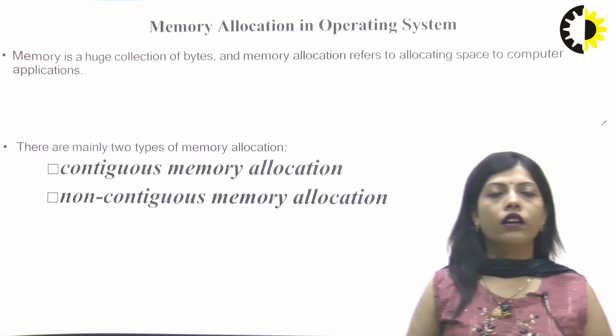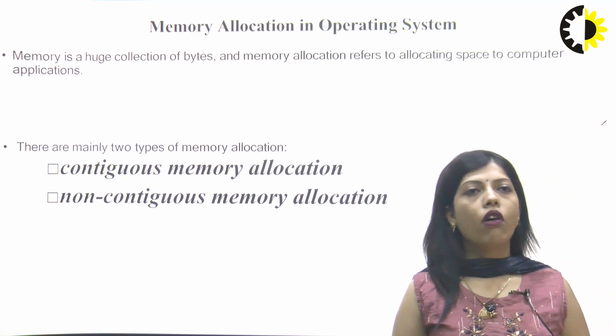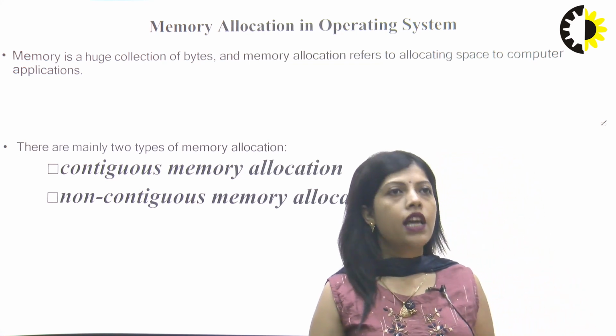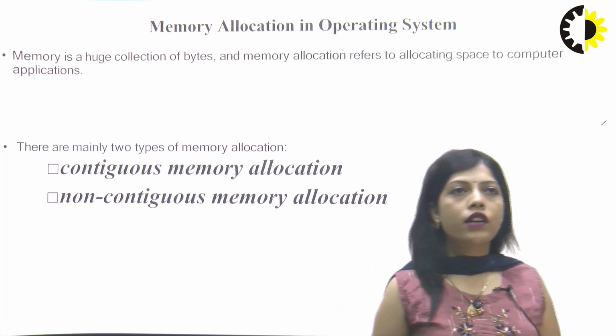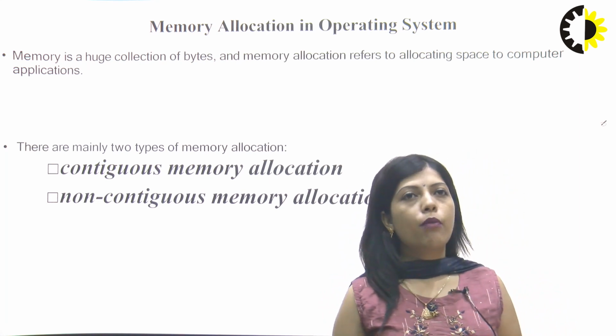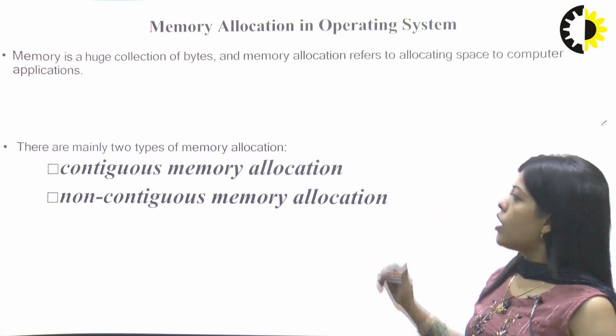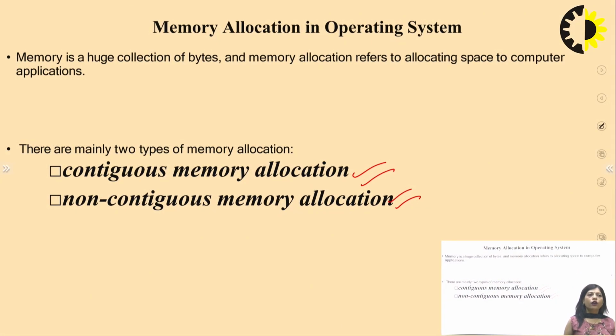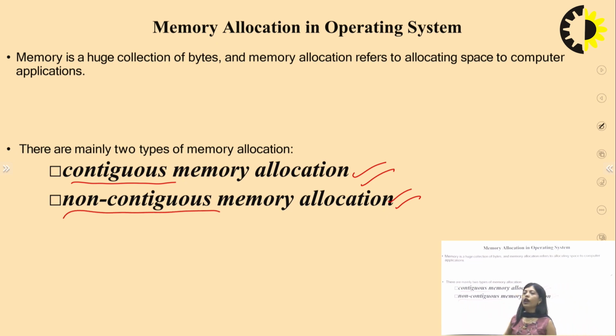Basically, in the previous lecture, we already studied about memory. Memory is a huge collection of bytes, and memory allocation refers to allocating space to computer applications. There are two types of memory allocation: contiguous memory allocation and non-contiguous memory allocation. Contiguous means it is in a continuous manner, and non-contiguous means it is not in a continuous manner.